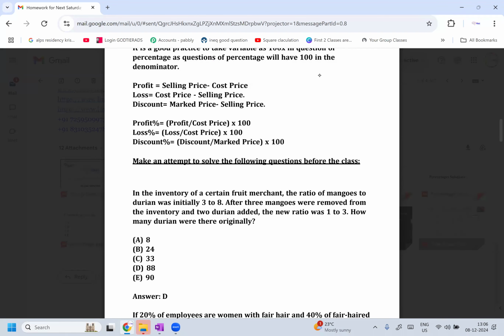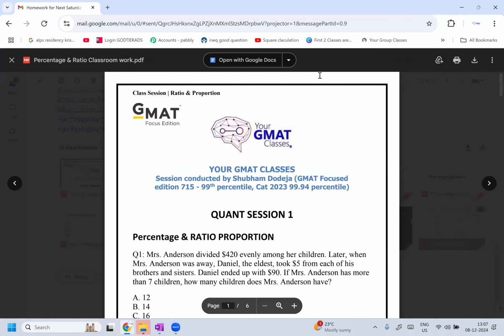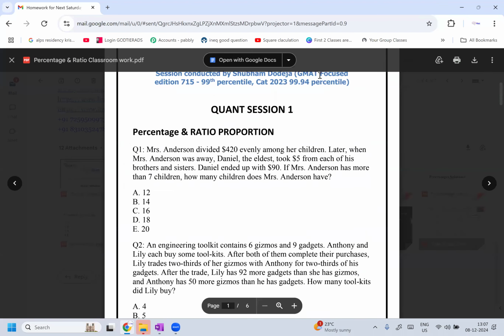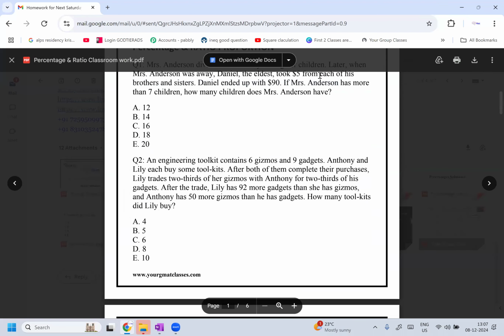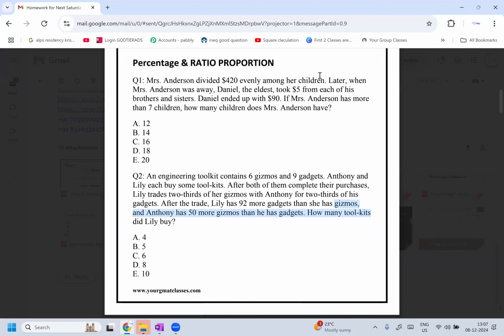You have been taught theory in the class. Now you just do the pre-work by yourself. Don't do the class work. Class work, if you really feel that you are very good in percentage and ratio, then you can go ahead and do it, because the questions there are challenging. I think Shubham has done just 2 questions, and now he's taking a break from percentage and ratio.